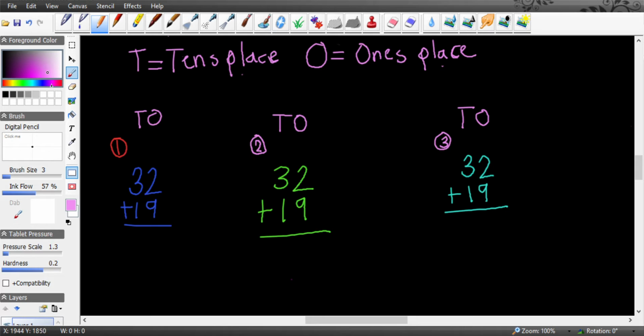in the addition problem, I want to make it clear that you do the ones place first. You do the O part, the ones place, first, and then you do the tens place after. You never do the tens place first and the ones place after. You do the ones place first and then the tens place. So let's just do step 2.